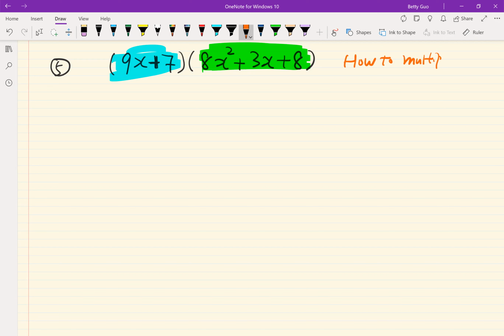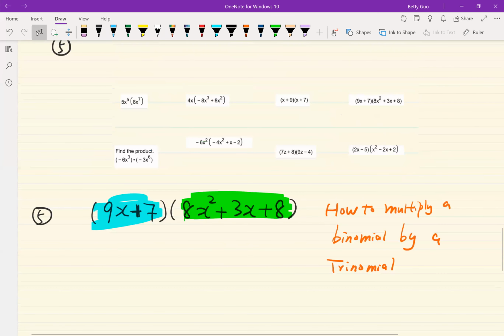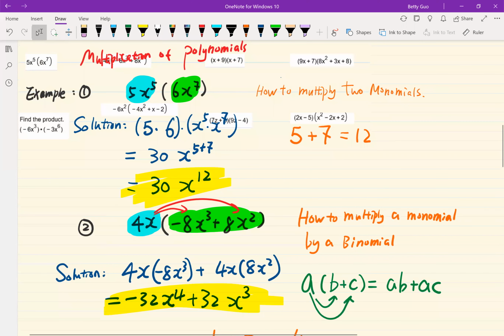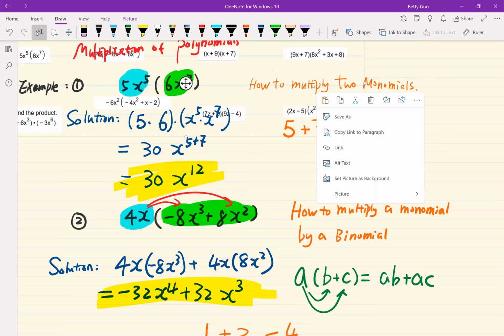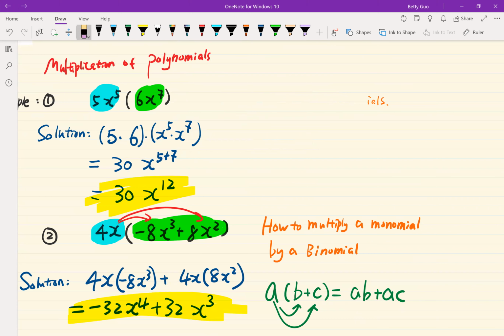So I'm going to show you how to multiply a binomial by a trinomial. Okay? I'm going to show you how you multiply a binomial by a trinomial. Before that, I want to show you another pattern. Let's look at the first problem we have done earlier.